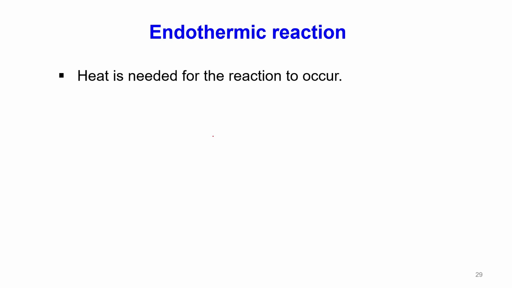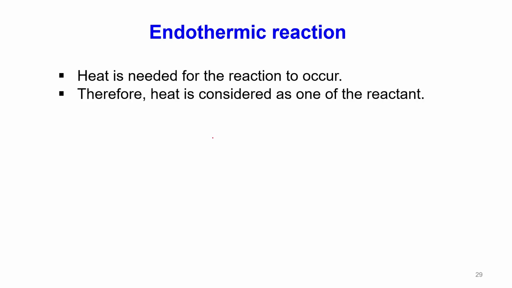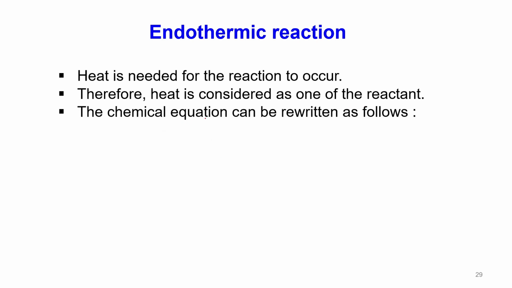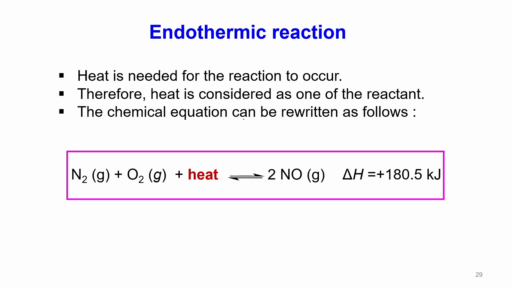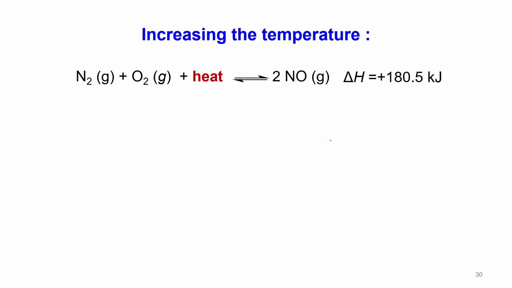Endothermic reaction. Heat is needed for the reaction to occur. Therefore, heat is considered as one of the reactant. So the chemical equation can be rewritten as follows. So we add heat at the reactant side. So if we add heat at the reactant side, meaning that heat as a reactant in the reaction of endothermic.